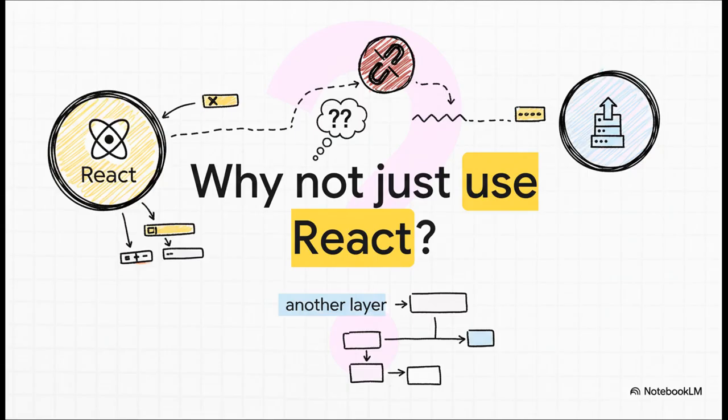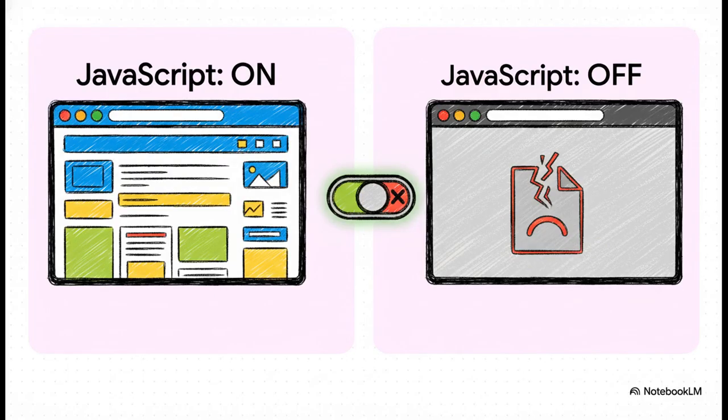Okay, so let's get the big question out of the way right now. We all love React, right? It's amazing for building user interfaces. So why would we add another layer on top? I mean, why do we even need Next.js? Well, the answer shines a light on a really big limitation of a standard React app. You see, a standard React app has this, well, it's got an Achilles heel.